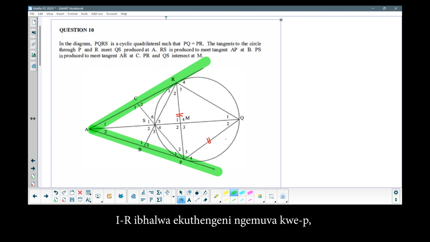RS is produced to meet tangent AP at B. And PS is produced, that means produced, to meet tangent AR at C. PR and QS intersect at M. So we've got a point of intersection here. All right, let's have a look at the first question.